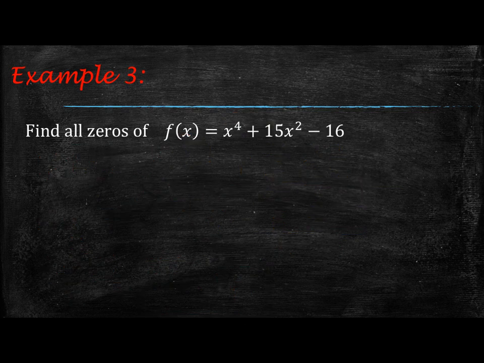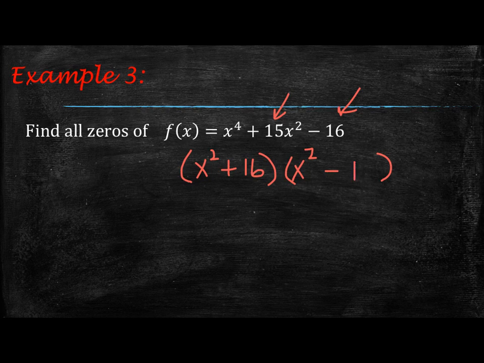Alright, example 3. Find all the zeros of f of x equals x to the fourth plus 15x squared minus 16. This is a trinomial, so I could look to see if I can factor it. Now don't be thrown off that that first term is an x to the fourth. When you factor an x to the fourth, your first term is just going to be x squared. Okay? Now, can I factor it where I have factors of negative 16 that add up to 15? So that would be plus 16 and minus 1. Okay, so those are your factors.